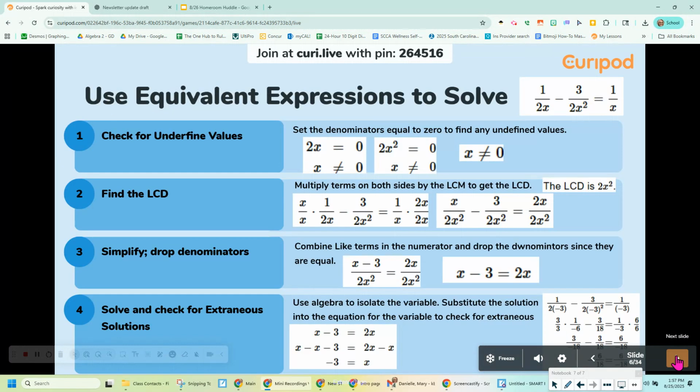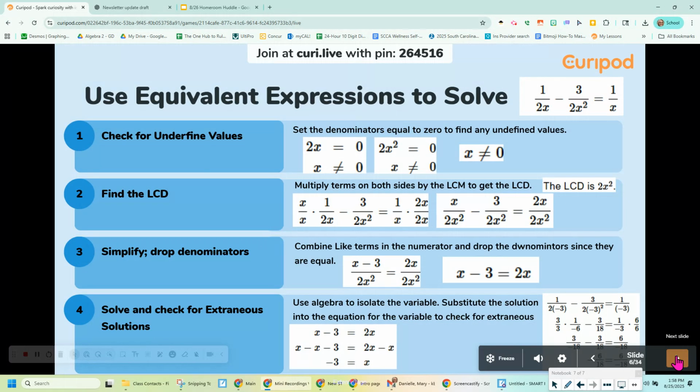Let's use equivalent expressions to solve 1 divided by 2x minus 3 divided by 2x squared equals 1 over x. So we have an equation here. That means there's an equal sign in there that we are trying to solve for x. The first thing we're always going to want to do is check for any undefined values. How you decide whether values cannot be replaced into your expressions is by setting the denominators equal to 0 to find those undefined values. You're not allowed to divide by 0 or it has an undefined answer.